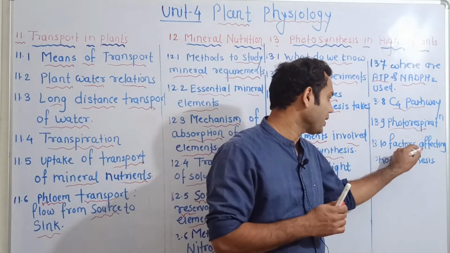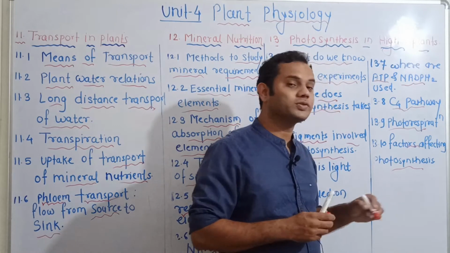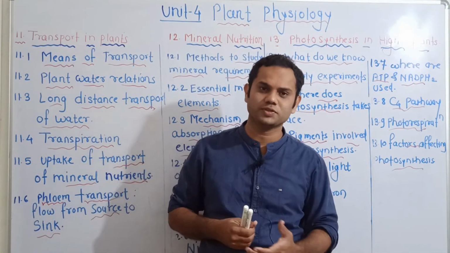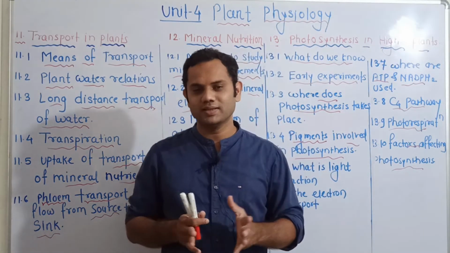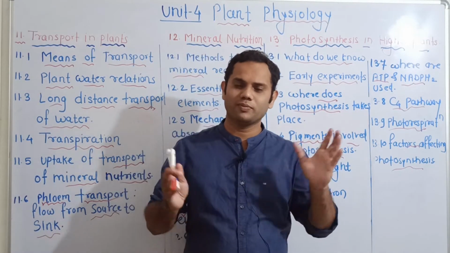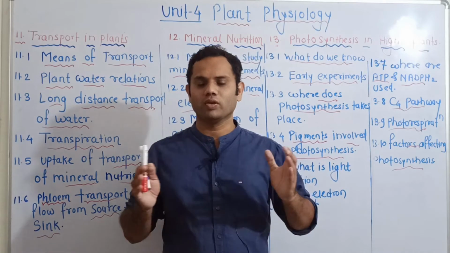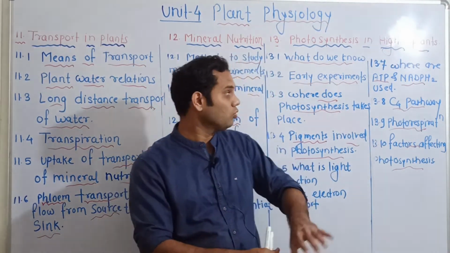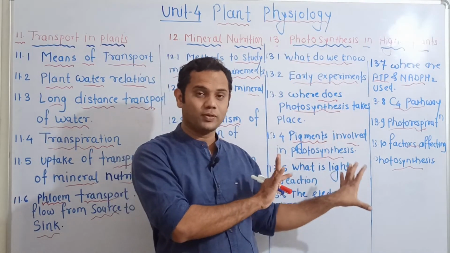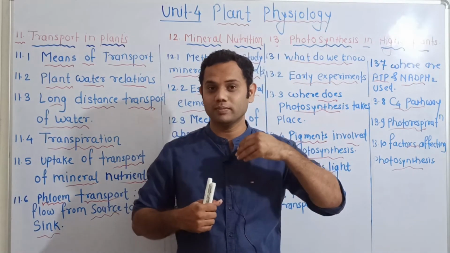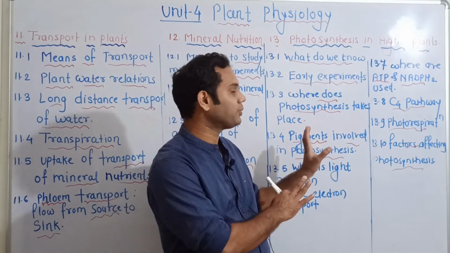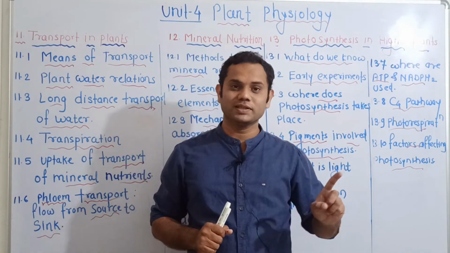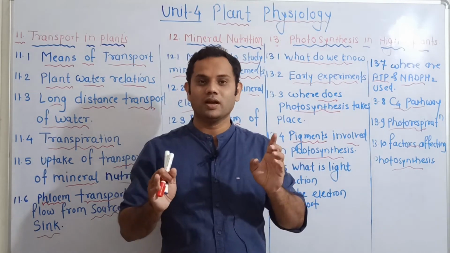Then what are the different factors affecting photosynthesis? There are certain factors: light, concentration of CO2, humidity, certain physical factors which are affecting the rate of photosynthesis. Overall, the entire process of photosynthesis will be studied at a much deeper level, and the other two chapters we are going to discuss in the next lecture.